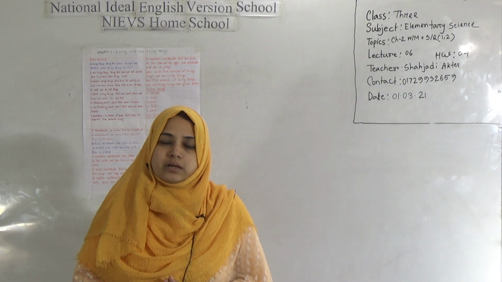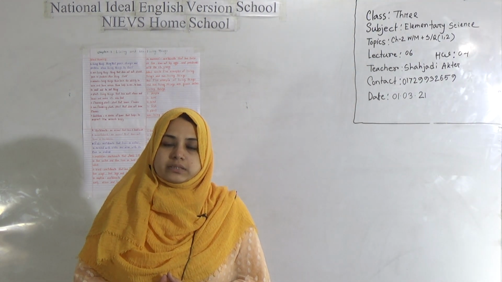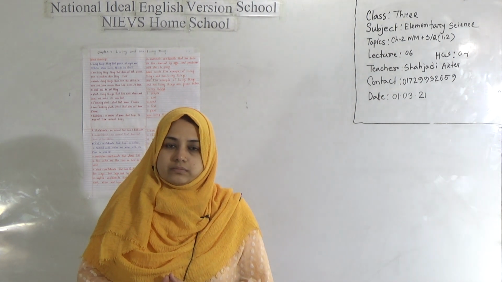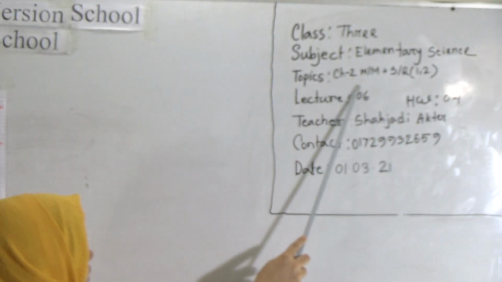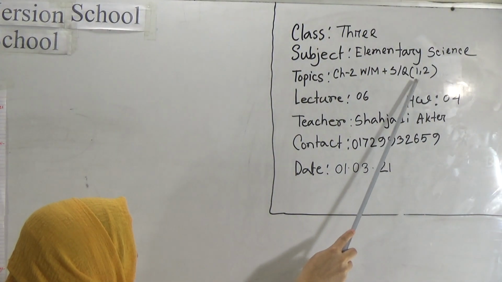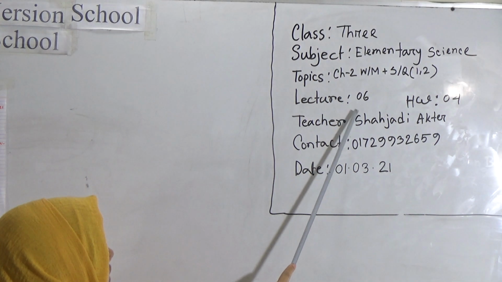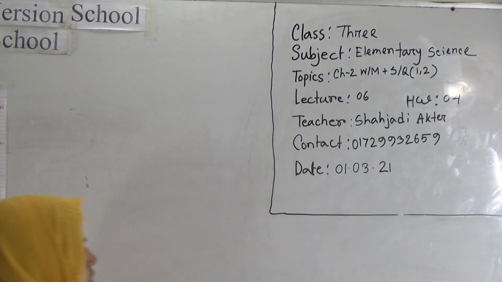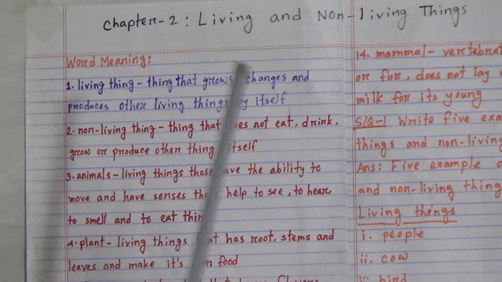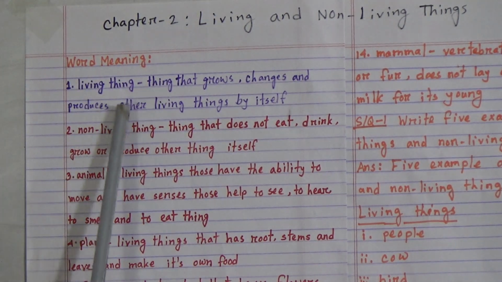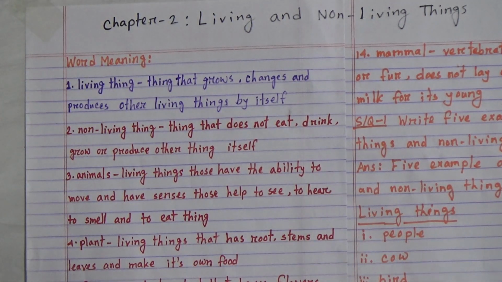Today I am going to take an elementary science class for class 3 students. My dear students, our today's topic is Chapter 2, Word Meaning and Short Question Answer 1-2. Our lecture number 6 and SW number 4. Let's start our today's class, Chapter 2, Living and Non-Living Things. Today we will discuss at first word meaning, then short question answer 1 and 2.